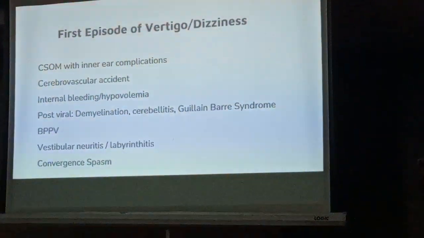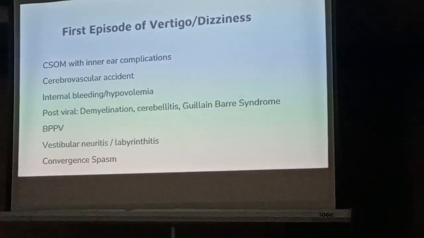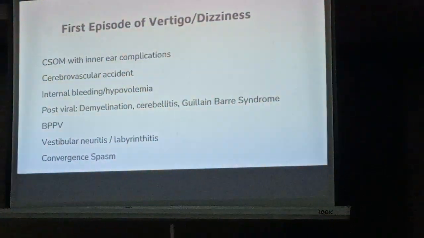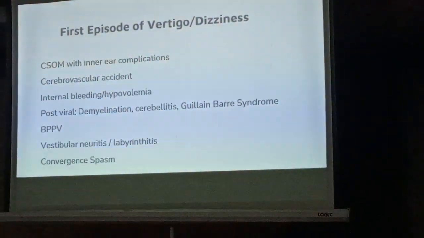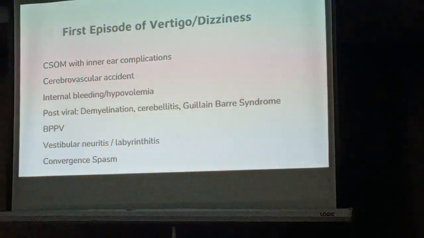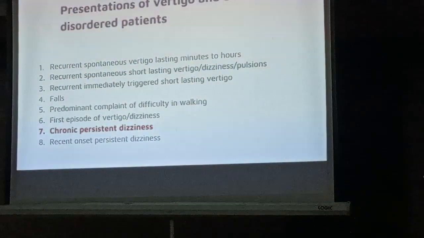Sometimes convergent spasm will also produce this, where they will not tell you about the diplopia or the other features. The only symptom that they will say is that I'm having giddiness, especially when I'm trying to follow some object with my eyes, they will have this problem. So convergent spasm is also one cause for vertigo.